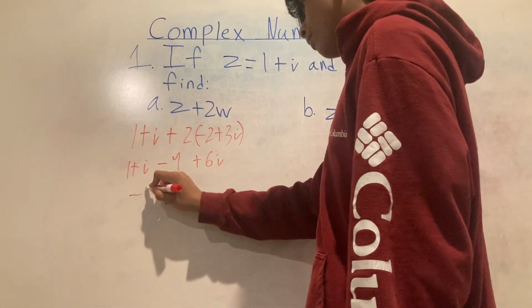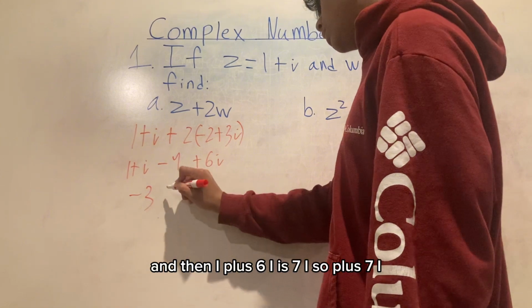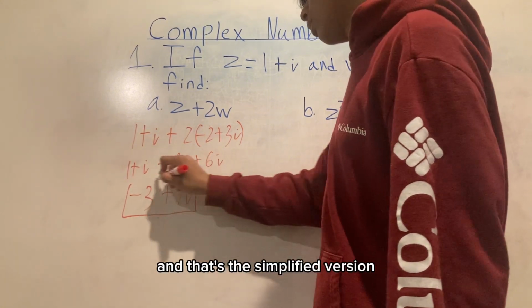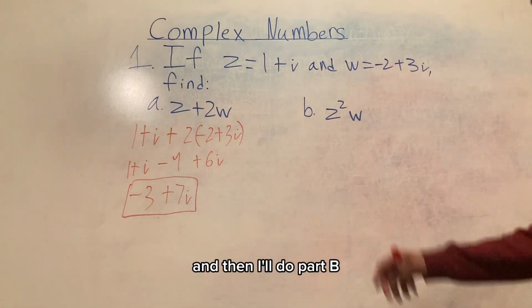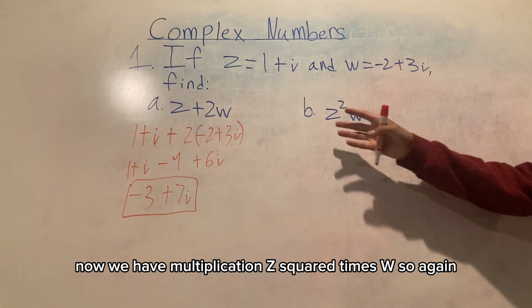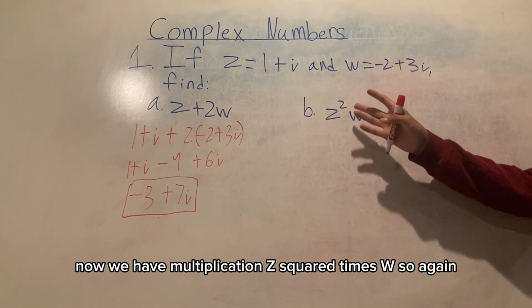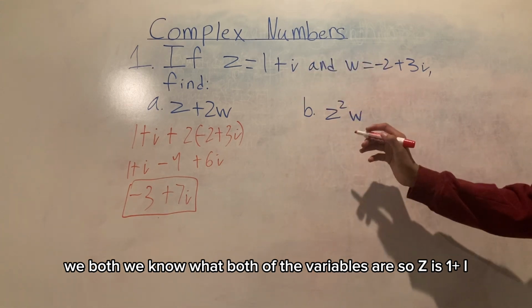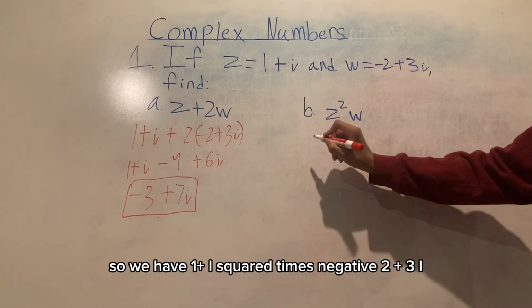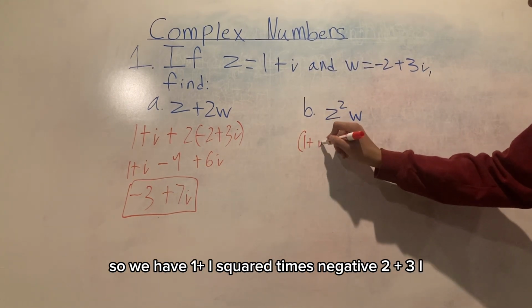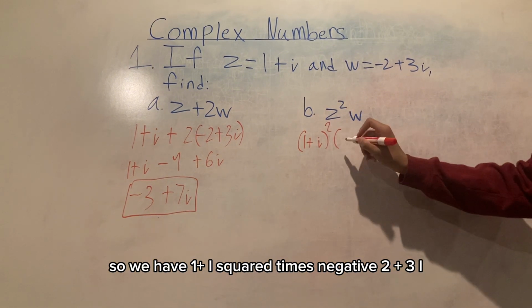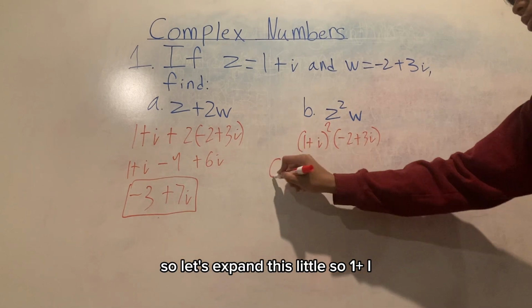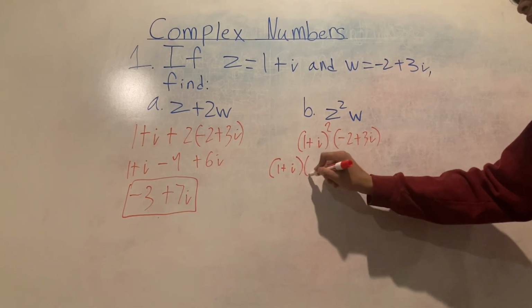And now all we have to do is add similar numbers. So 1 minus 4 is -3. And then i plus 6i is 7i, so plus 7i. And that's the simplified version. And then now let's do part b. Now we have multiplication. z squared times w. So again, we know what both of the variables are. z is 1 plus i. So we have 1 plus i squared times negative 2 plus 3i. So let's expand this a little. So 1 plus i, 1 plus i.